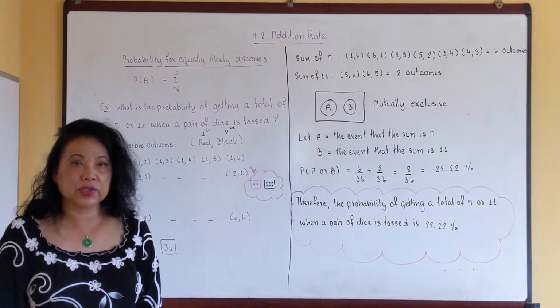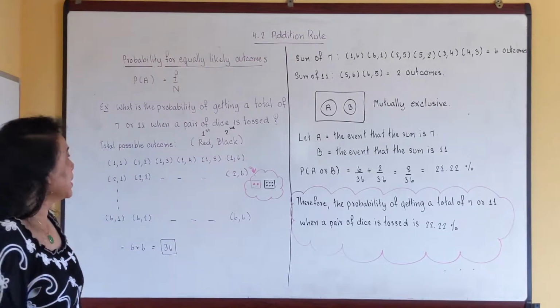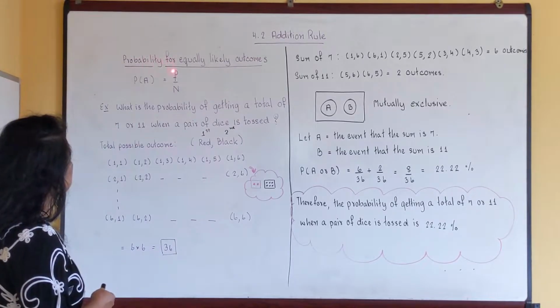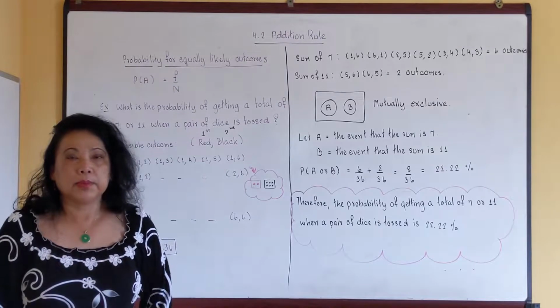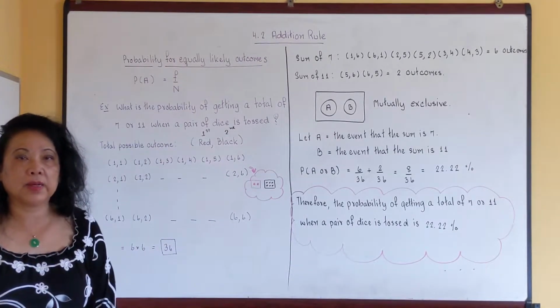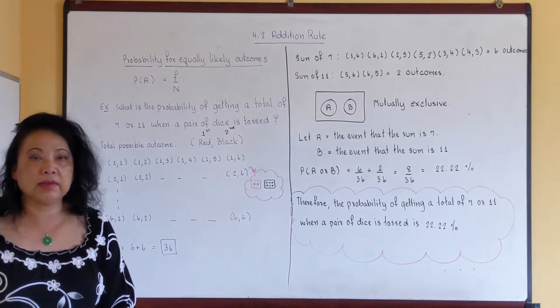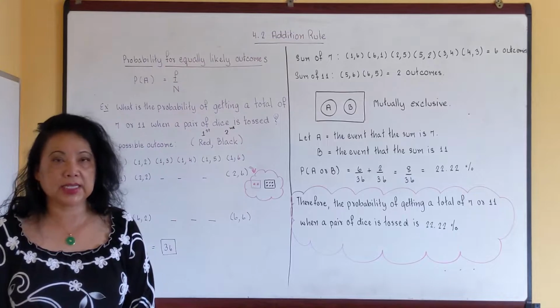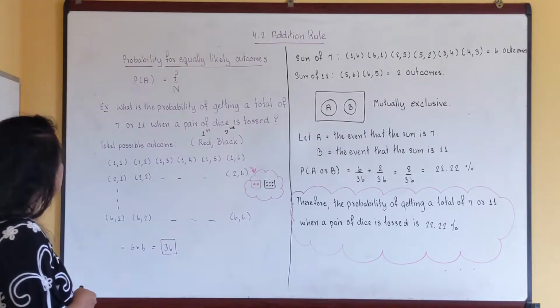To our next section, 4.2 addition rule. I did mention the probability for equally likely outcomes from the last section. Equally likely outcomes means the chance of each outcome is the same. For example, if you flip a coin, the chance of having heads is the same as the chance of having tails. Now let's look at this first example here.